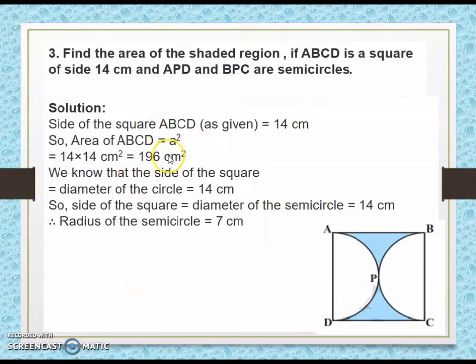So the area of the square is side into side. Side is 14 centimeter, so it will be 196 centimeter square. Now for finding the area of the semicircle, this side of the square is the diameter of the circle. So half of this will give you the radius. If AD is 14, then half of this will be 7. So you will take 7 as the radius and find the area of both the semicircles.